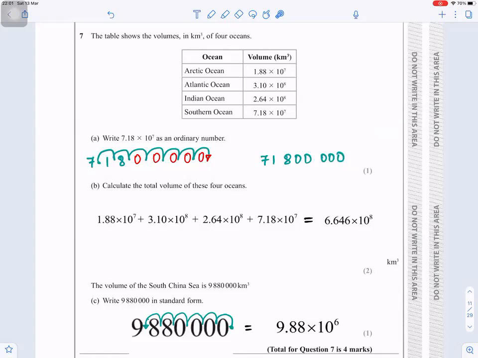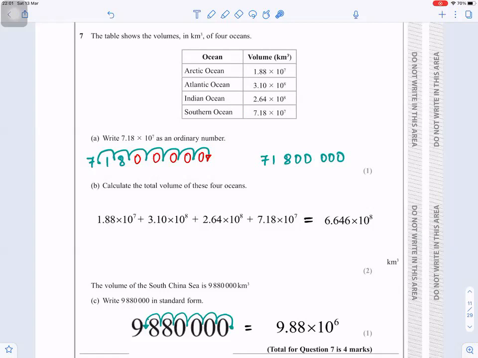And then it says, calculate the total volume of these 4 oceans. Total means you add them up. Take your time and put the first one in your calculator: Arctic Ocean, Atlantic Ocean, Indian Ocean, and Southern Ocean. Add them up and you will get 6.646 times 10 to the 8.